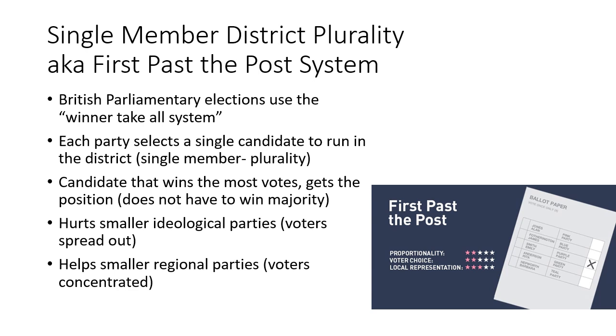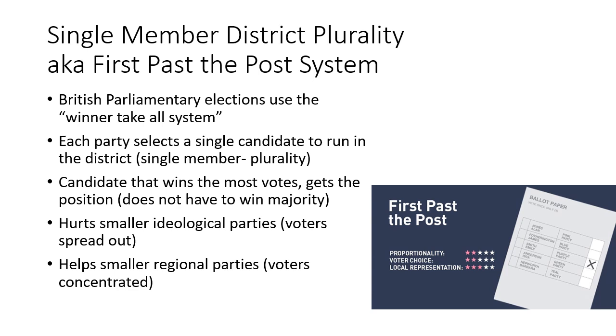The candidate that wins is the candidate that receives the most votes. You do not have to win a majority of the votes. That's the plurality part, okay? So single member means that your party selects one person to run in that district. Whoever comes in first wins, even if they don't get a majority of the votes. So if you win, but you don't win a majority, 50% or more, that is called a plurality vote, okay?